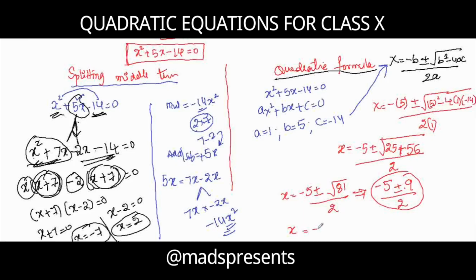So x is equal to minus 5. I'm taking plus 9 by 2. What will I get from here? Minus 5 plus 9 is how much? 4. 4 by 2 is 2. Therefore x is equal to 2.